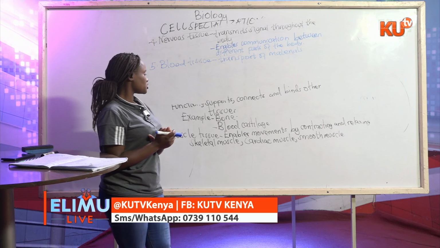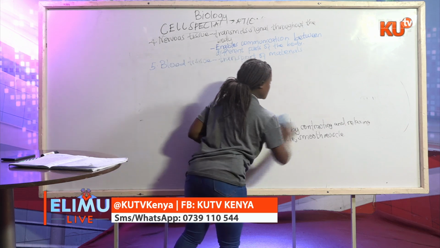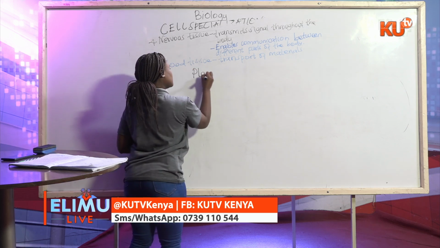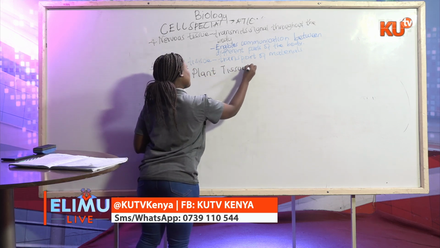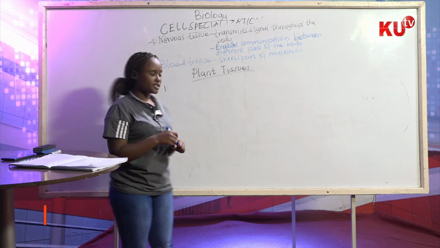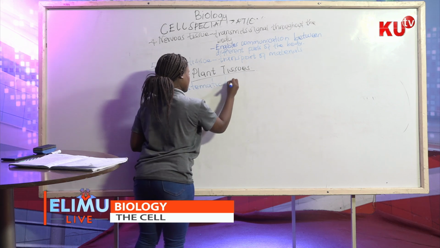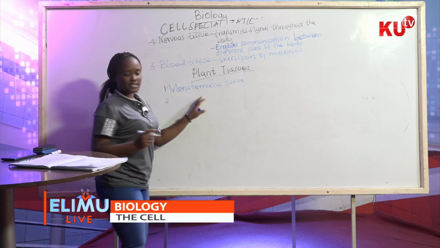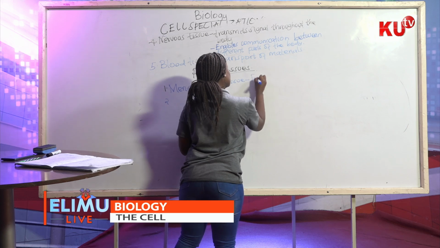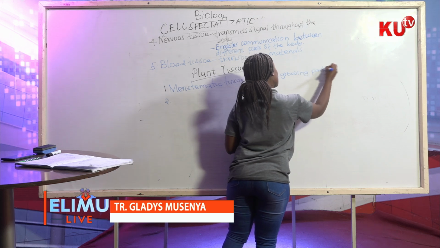In plant tissues, we only have three. So we go to our next one, which is the plant tissues. In plant tissues, we have meristematic tissue. Meristematic tissue is found in growing parts of the plant.